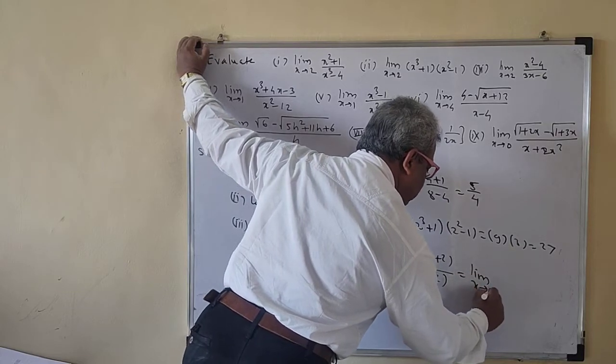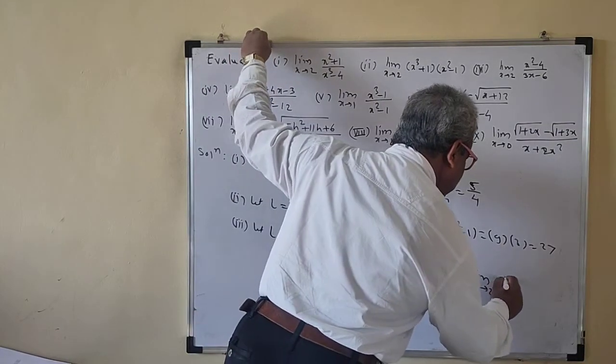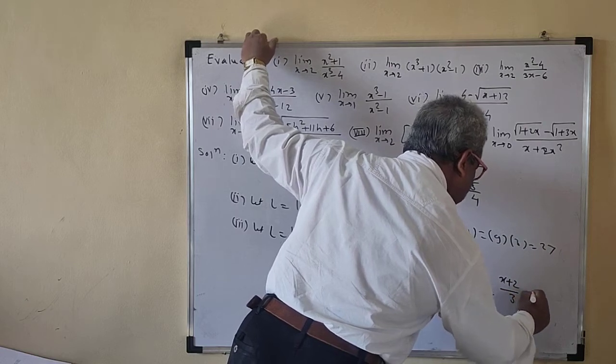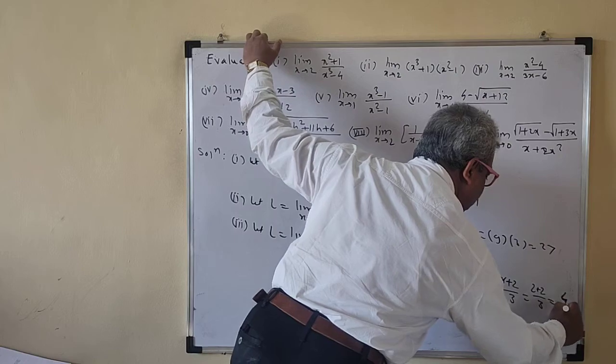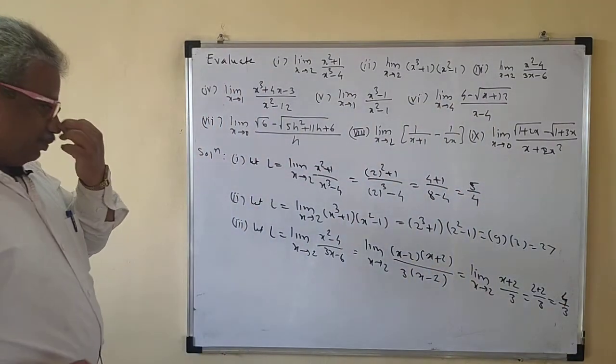This is limit x tends to 2 of (x plus 2) upon 3. So this is 2 plus 2 upon 3, which is 4 by 3. So very simple.